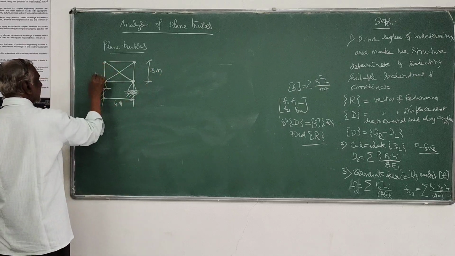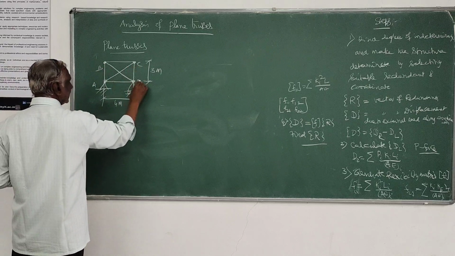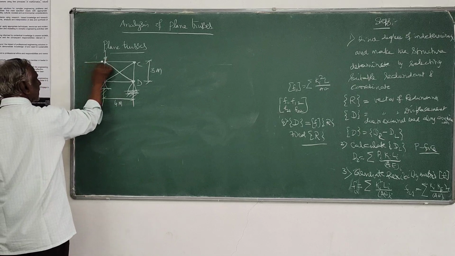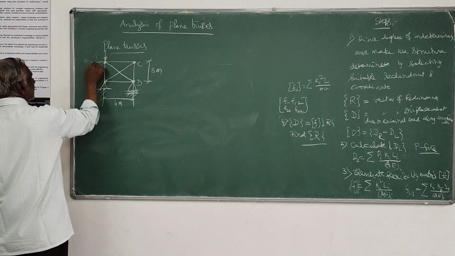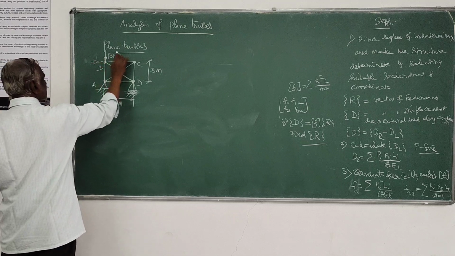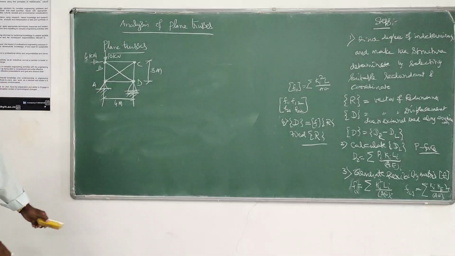So this is A, B, C, D, subjected to, of course, a load here. I will take another load here. So this is 10 kilonewtons. This, say, 4 kilonewtons. That's okay.